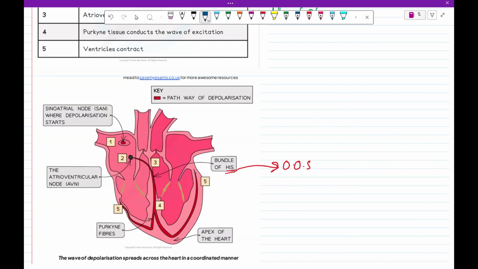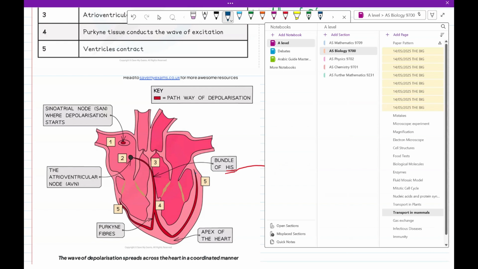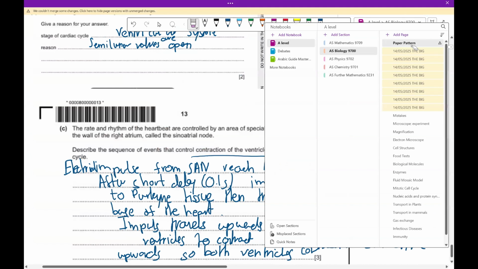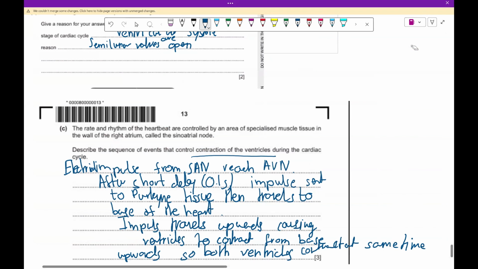Hence that's the reason. Will I lose marks if I didn't write in first round upwards? If you wrote it, no, you won't lose marks. Like if you wrote that the impulse reaches AVN and then the Purkinje tissue, and then you write the ventricles contract at the same time, you will get full marks, hopefully 3 marks.